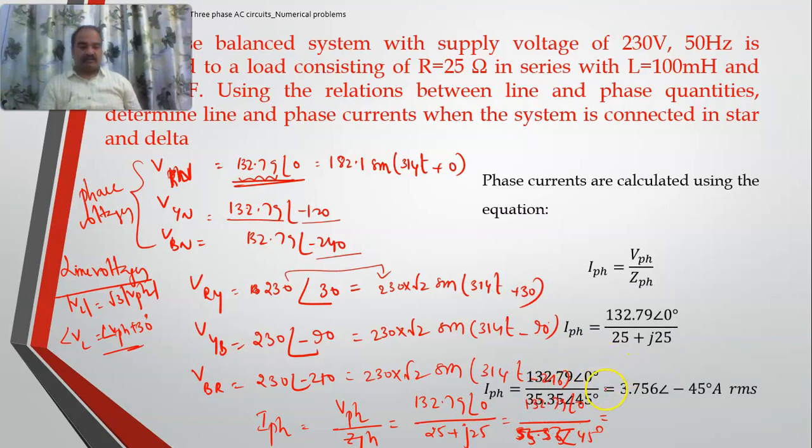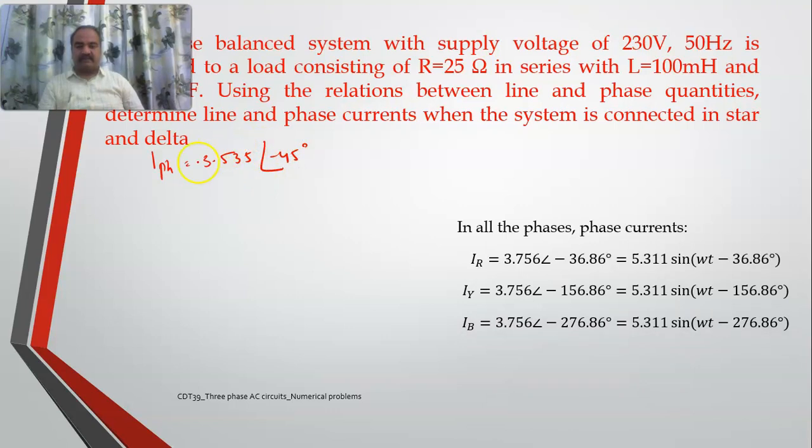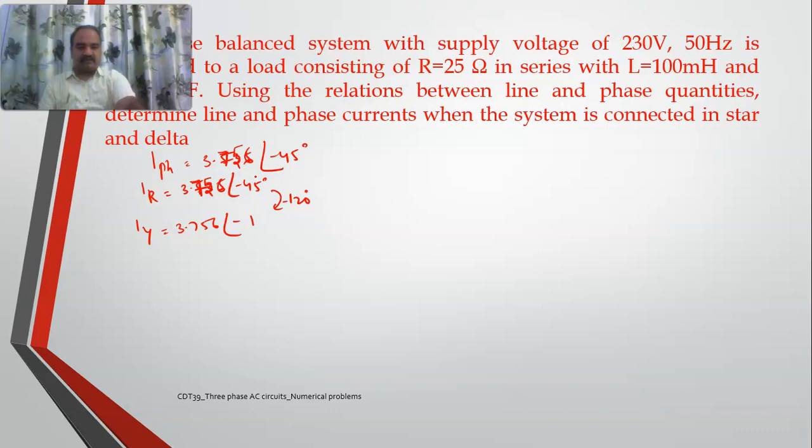Okay, see what they have got? 3.756 at an angle of minus 45 degrees. Okay, so what was the phase current? 3.756 at an angle of minus 45 degrees. This was the phase current, right? Which means that I will take this one as R. So Y, automatically what happens? It will be displaced by 120. So if it is minus 120, what will you be getting? One minute, I think it was.